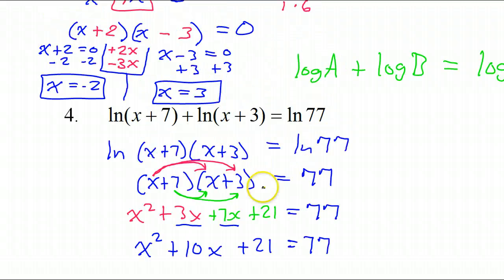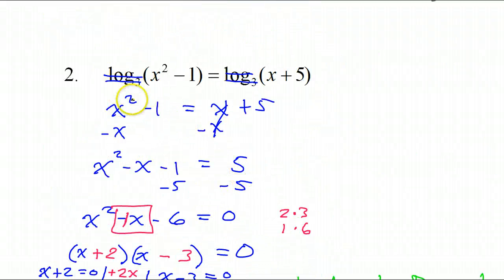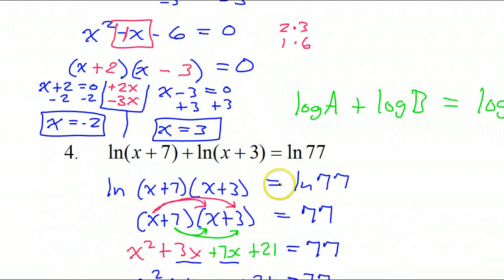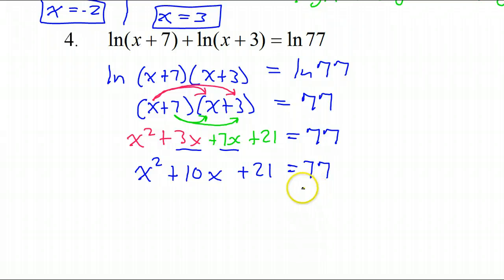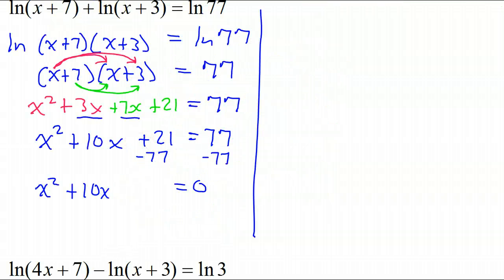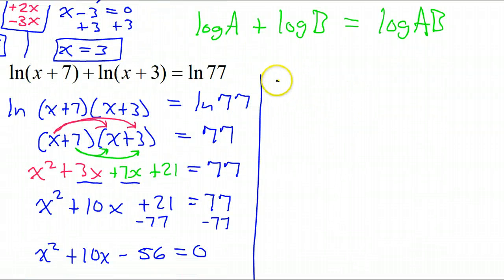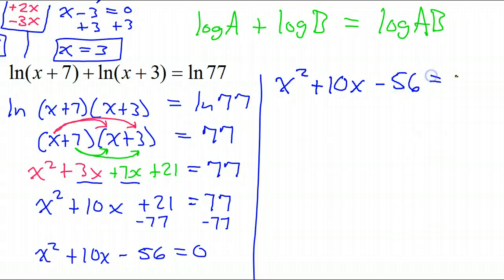Alright, well, just like we did up here when it was quadratic and we saw the x squared, we got everything on one side with a 0 on the other. That's what we need to do now. So let's subtract 77 from both sides. Get everything on the left. So that will leave us with x squared plus 10x minus 56. Okay, and I'm going to need a little bit more space than this, so let me just recopy this up here. So I've got x squared plus 10x minus 56 equals 0.